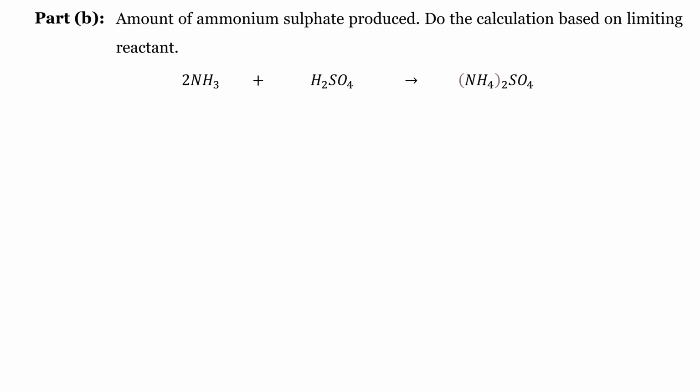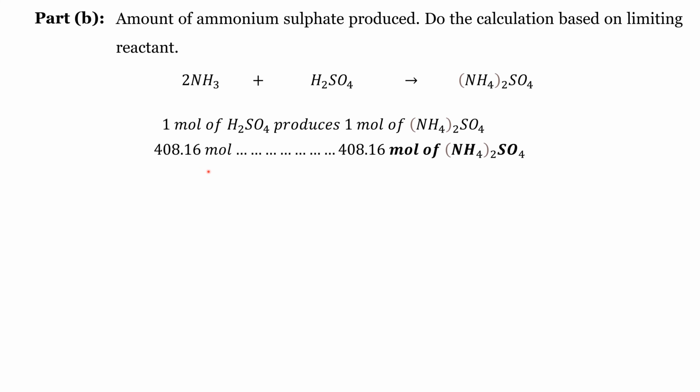So we can write the balance chemical reaction, and we can say that 1 mole of H2SO4 produces 1 mole of ammonium sulfate, and 408.16 mole is the available amount of H2SO4. So corresponding to this amount, we will get the same moles of ammonium sulfate.